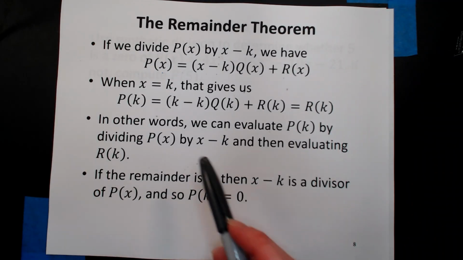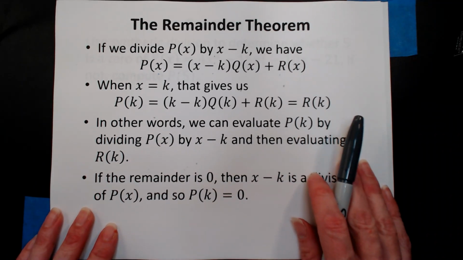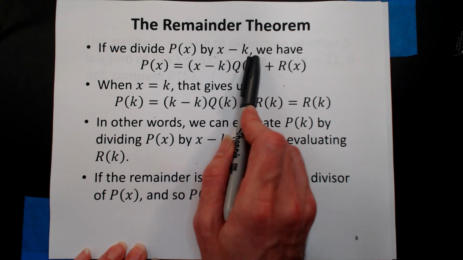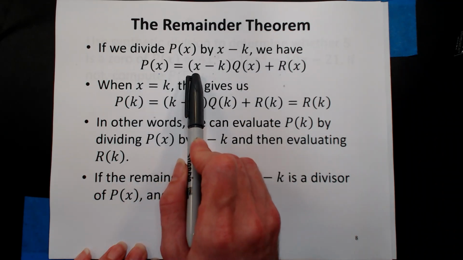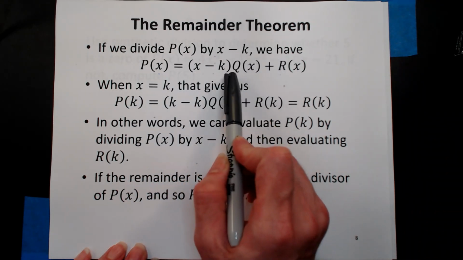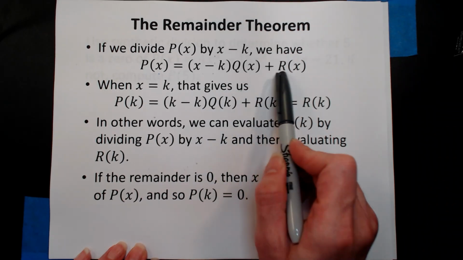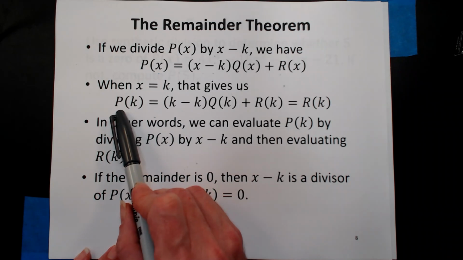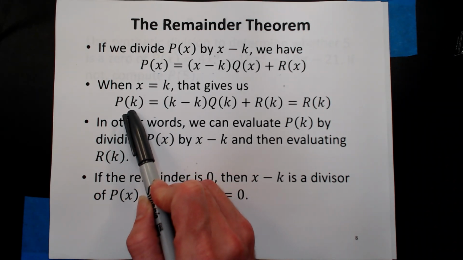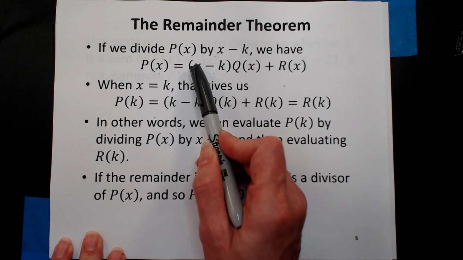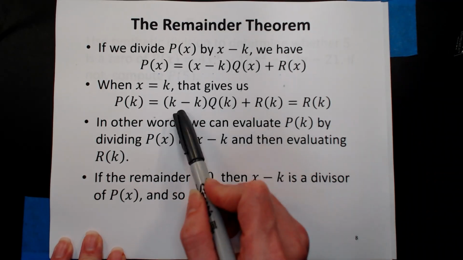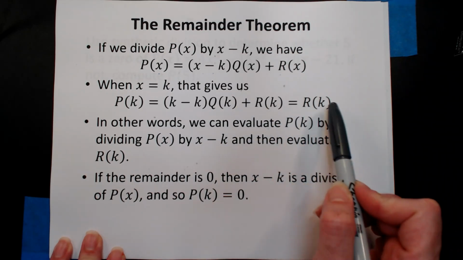Alright, so remainder theorem. If we divide p of x by x minus k, we have p of x equals x minus k times q of x plus the remainder r. When x equals k, that gives us the following. We have p of k equals k minus k times q of k plus r, because we replaced that x with k. This zeroes out, so our quotient zeroes out. We don't care what that is. And all we'll get is the remainder with k plugged in.